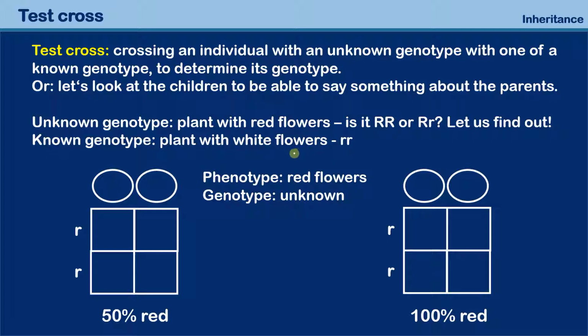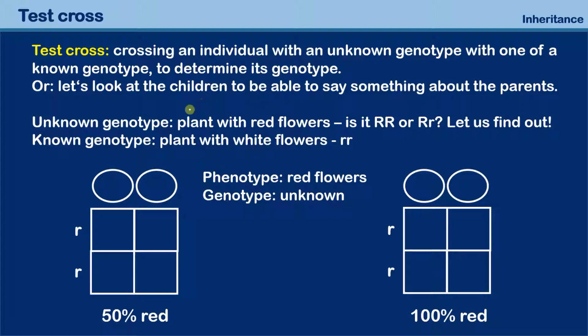On this slide, I would like to explain what a test cross is. A test cross is when you cross an individual with an unknown genotype with one of a known genotype to determine its genotype. I don't like this definition, I have to admit. I just wrote this myself, but just reading through it, I think it's a little bit confusing. So let's look at the children to be able to say something about the parents. That is essentially maybe the simpler translation.